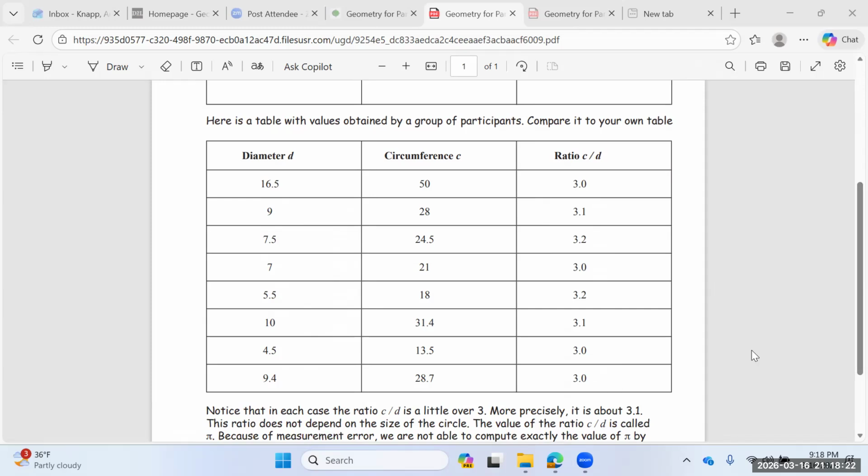So it's kind of neat that for any circle, it doesn't matter whether it's the sun, the moon, or the iris of your eye, the circumference around divided by the diameter will always give you pi.